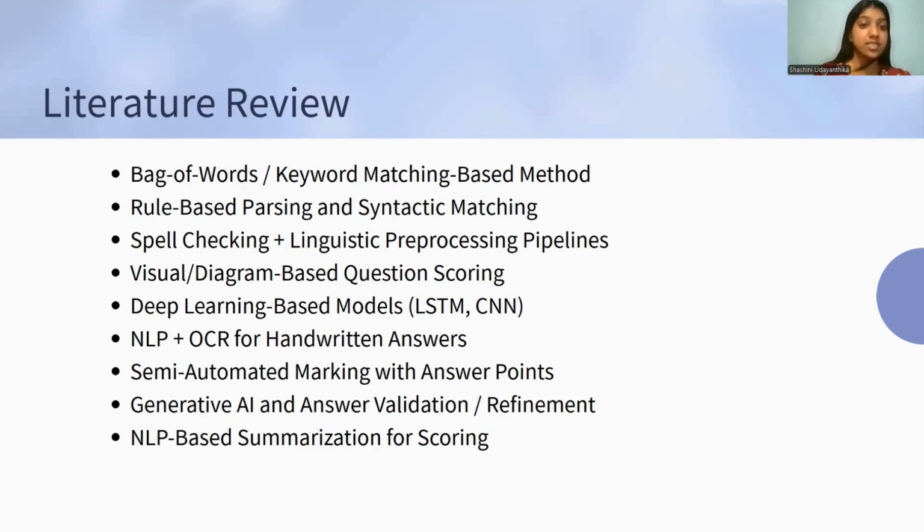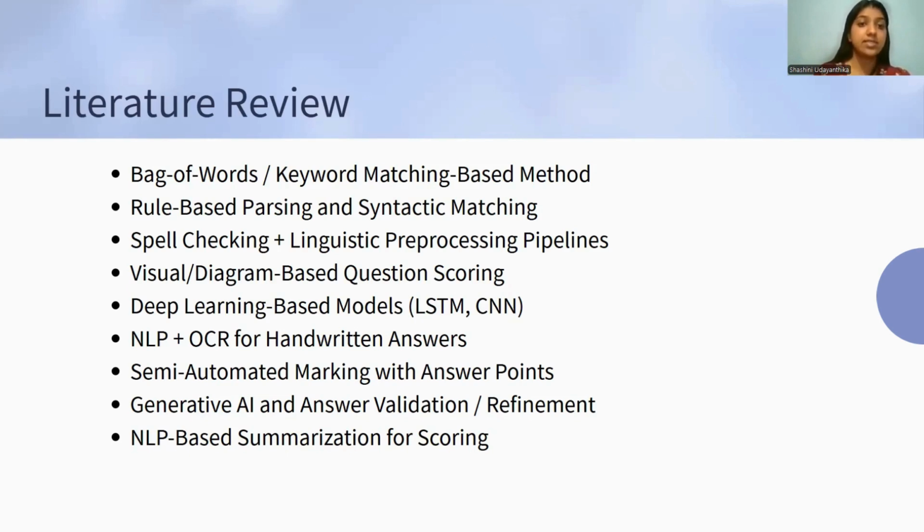Another way is a semi-automated system where educators provide key answer points and the system checks against them. This offers a balance but still relies on manual setup. Another one is generative AI and answer validation. Here, the most promising are generative AI models like GPT-4, which grade based on semantic similarity and can handle unseen questions using zero-shot learning. However, validation is important to prevent hallucinations.